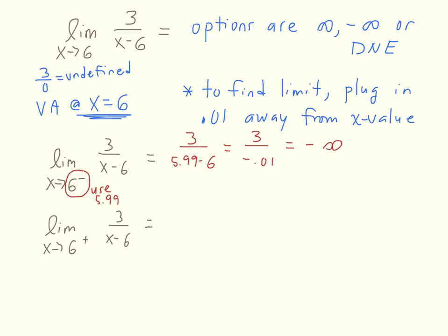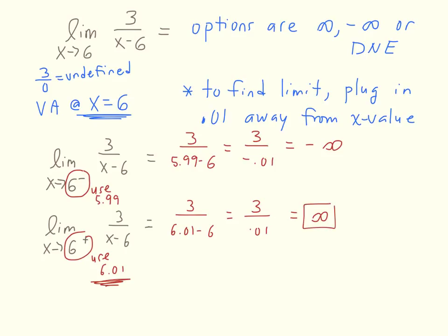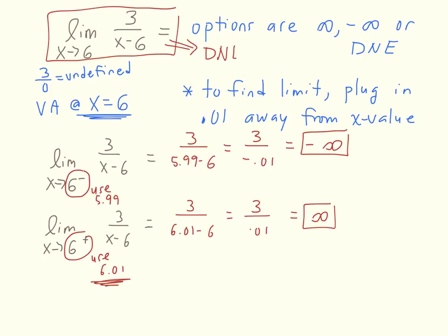Let's do the last part. With our last part here, 6 from the right, we want to pick something slightly bigger than 6. And again, we generally go 0.01 away. So if we plug in 6.01 for x and pay attention to our sign, we notice that we get a positive infinity. So the two one-sided limits are negative infinity and positive infinity, which means the overall limit, if I go back up here, my overall limit does not exist since the one-sided limits are not the same.